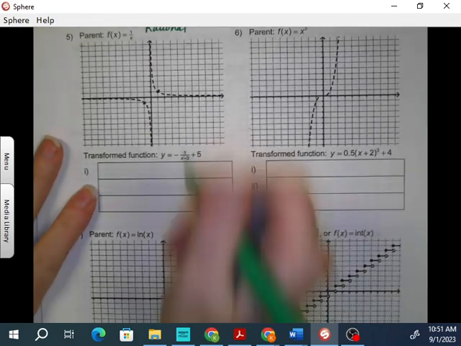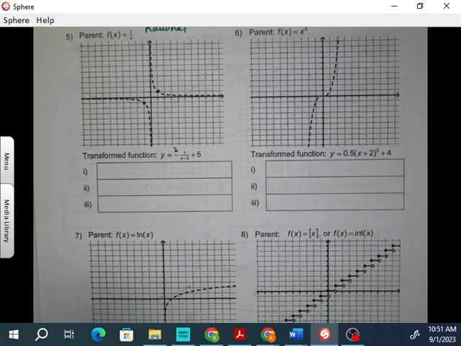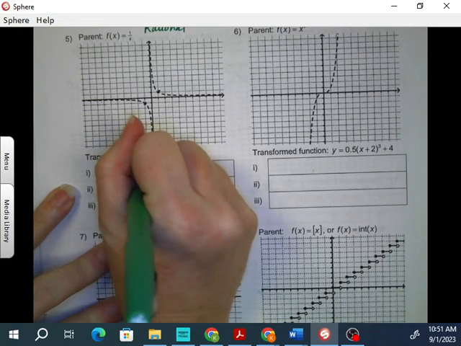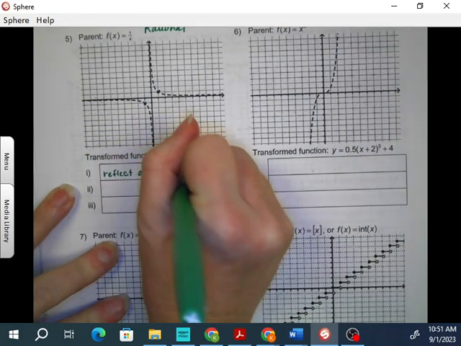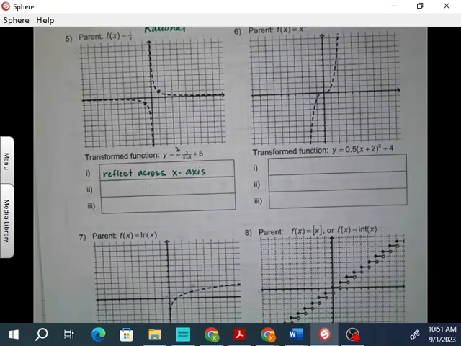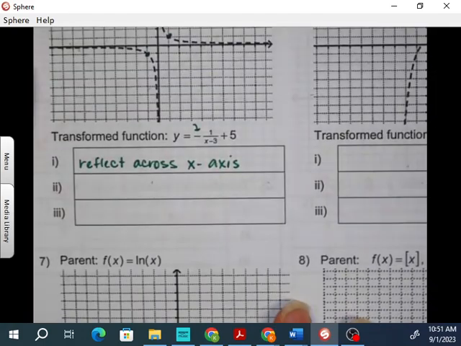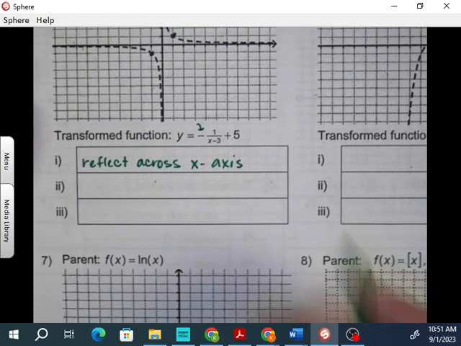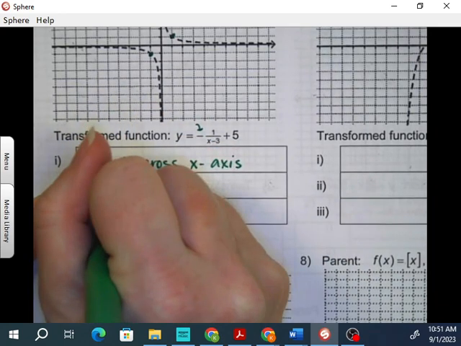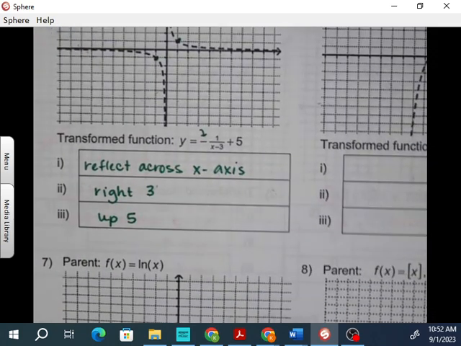Okay, so I do have a negative in front of the entire rational, so that's going to be a reflection across the x-axis. And then that -3 is down in the basement with x. Since it lives in the basement with x, that means that's a horizontal change. And x is a liar, so that would be right 3 and up 5. So I'm going to shift my asymptotes right 3 and up 5.